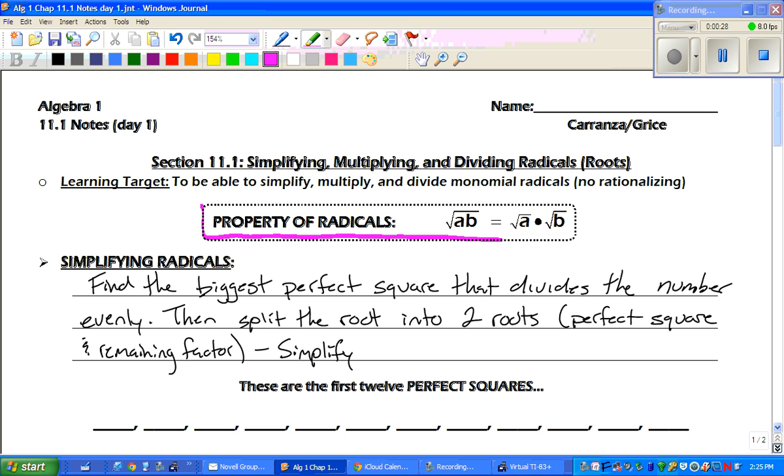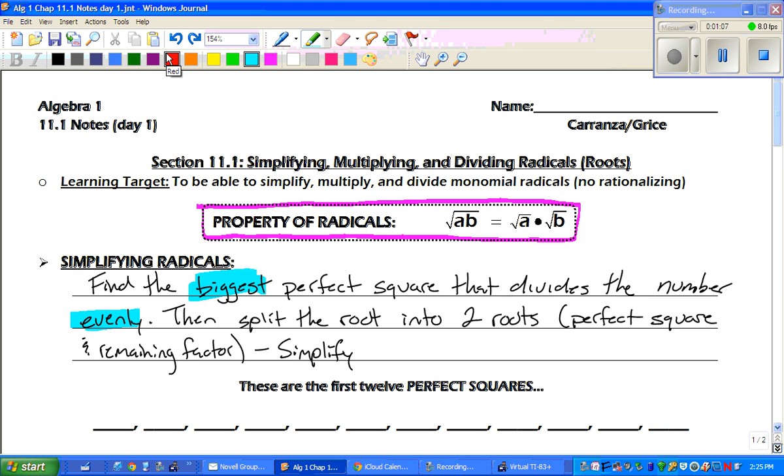The property of radicals is saying that if you have the square root of a times b, you can break that up into the square root of a times the square root of b. Now, simplifying radicals. What we need to do is find the biggest perfect square that divides the number evenly. So you're going to take a number, divide it evenly, and then split it into two roots. It kind of looks like you start with the square root of ab and then you break it down. That's what we're going to be doing first.